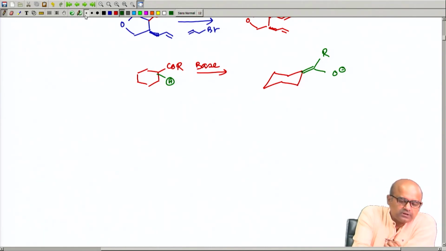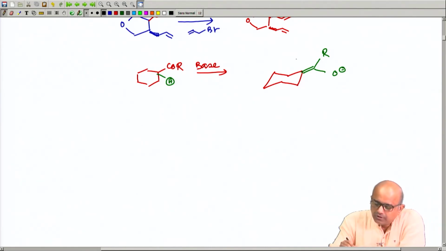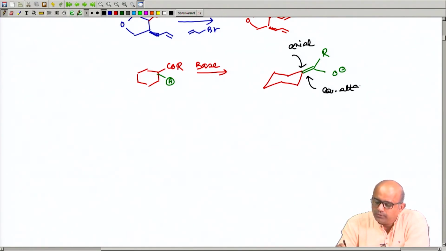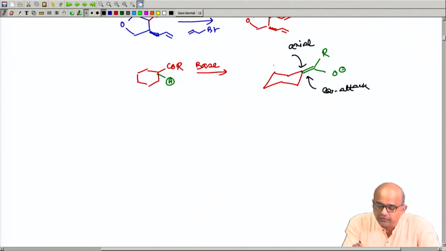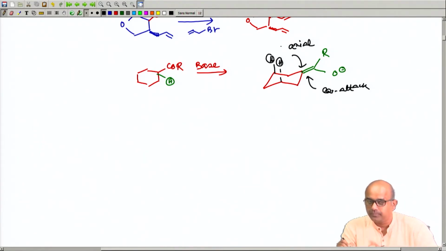The first one is this way, through the axial approach, axial attack, and this one is the equatorial attack. Now, as all of us know, during the axial attack it faces several non-stabilizing interactions. Mainly the interaction is caused by this 1,3 diaxial group. The angle is definitely the typical Burgi-Dunitz trajectory or the Agami trajectory.